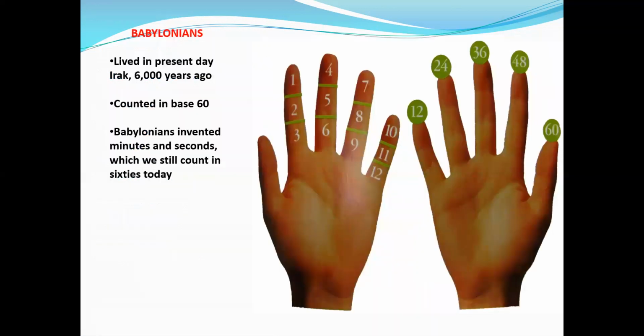And the Babylonians use the segments of their fingers, so it will be 1, 2, 3 up to 12. And the right hand represents 12, 24, 36, 48, 60. So basically, the Babylonians use base 60. That's why they invented minutes and seconds, based on 60.